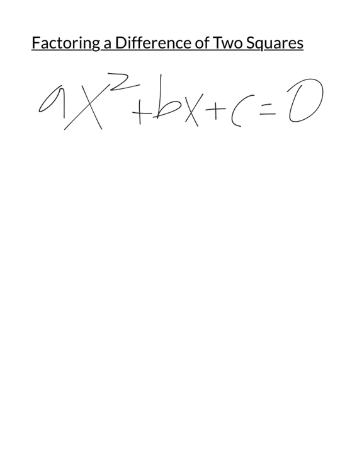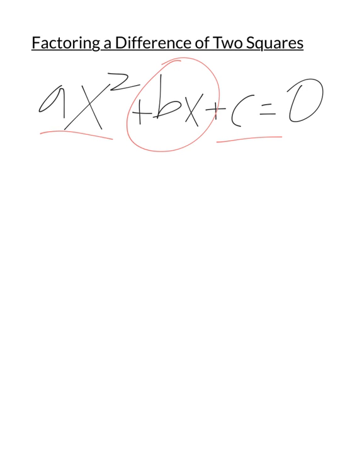Hi everyone, in this video I wanted to talk to you about factoring a difference of two squares. What factoring a difference of two squares means is you have a quadratic equation. Remember, a quadratic equation is typically written as ax squared plus bx plus c equals 0. Well, if you have a difference of two squares, you only have two terms there. So there's no bx term. You have an ax squared term and a c term.